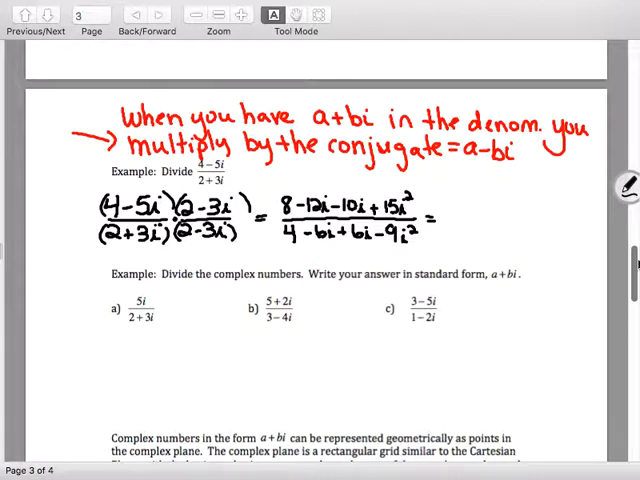Now, I'm going to maybe try something here. If we know i squared is negative 1, can you handle if I skip a step? That's 8 minus 15. So that's negative 7 minus 22i over, and let's see if we can skip one down here too. The i's cancel, and minus 9i squared becomes a plus 9, so that's over 13. So you can either leave it like this, or you can split. Because if I split it, do you see that is a plus bi form?